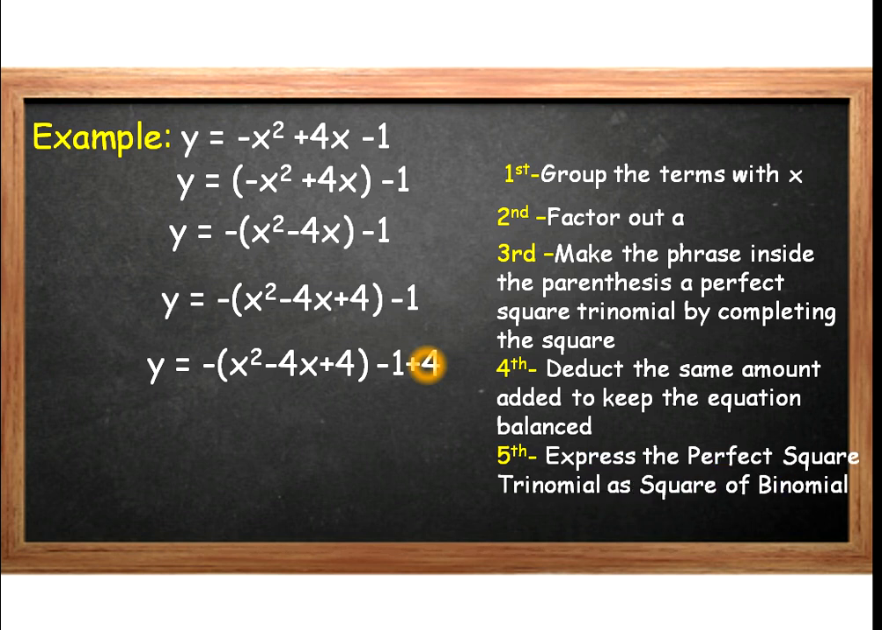Fifth and last step, we have to express the perfect square trinomial as a square of a binomial. Doing that, we will have y is equal to negative (x minus 2) squared plus 3, because negative 1 plus 4 is positive 3. And the factor of this perfect square trinomial x squared minus 4x plus 4 is (x minus 2) quantity squared. Now we have the value of h as 2 and the value of k as 3.